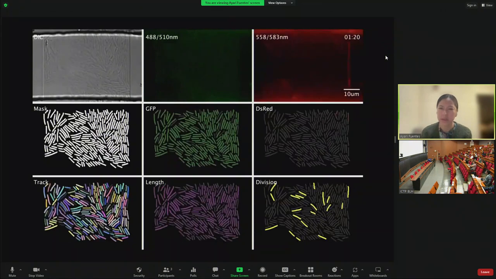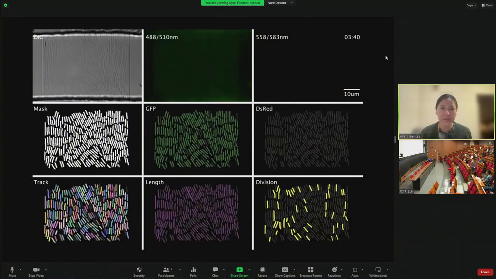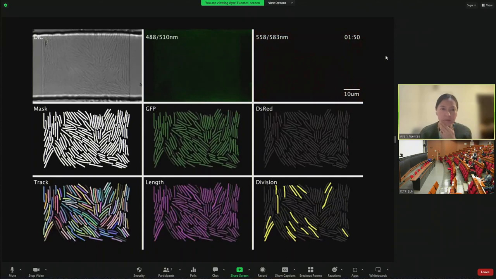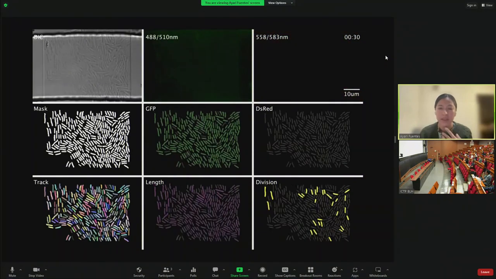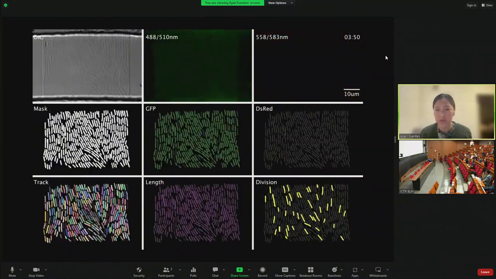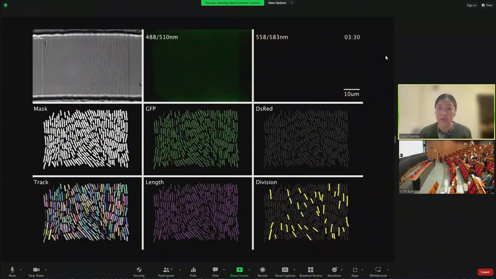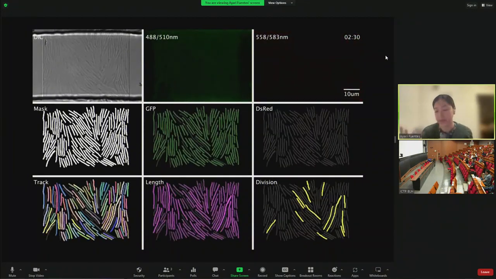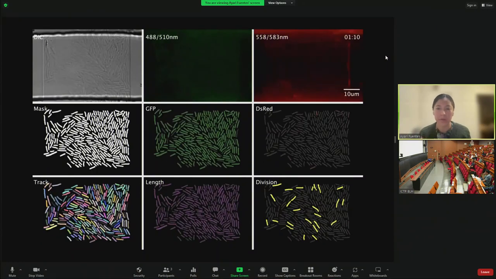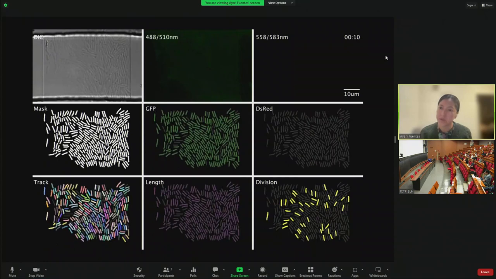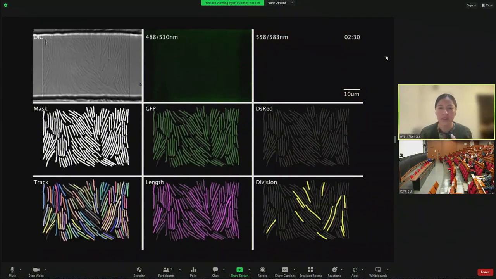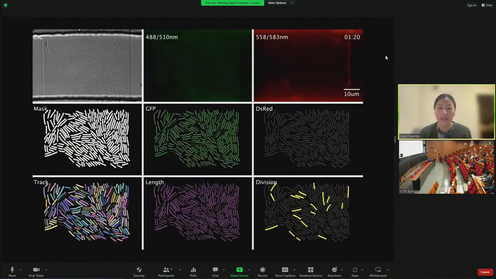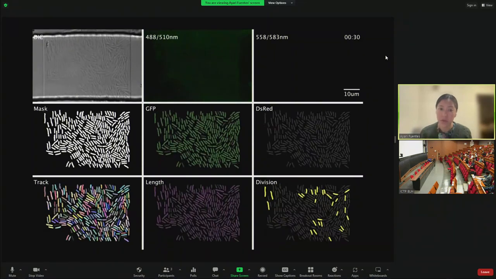So what are the kind of things that we can measure here? In here, the first square, the DIC one, is how we see the cells from the microscope. And then we can measure a lot of things using bioinformatics. We can measure the GFP, which is how green it is. We can measure the DsRed, which is exactly the amount of red that there is in the environment and within the cells. We can track every cell, which means that we can track the mother, and then we can track the daughters, and we can see if they are the same color or not. And then we also measure the length, which is going to be very important in here.